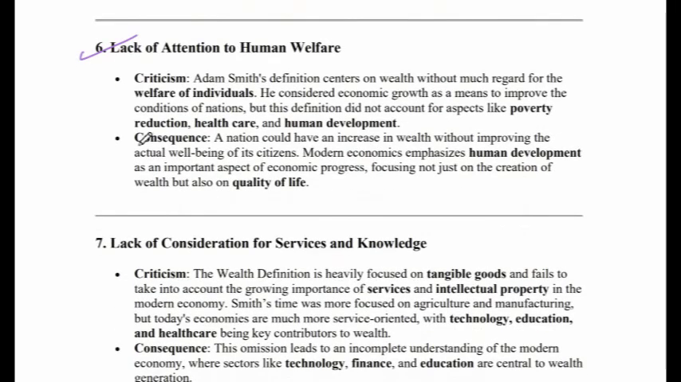Lack of attention to human welfare. Adam Smith's definition centers on wealth without much regard for the welfare of individuals. He considers economic growth as a means to improve the conditions of nations, but this definition did not account for aspects like poverty reduction, healthcare, and human development. A nation could have an increase in wealth without improving the actual well being of its citizens. Modern economics emphasizes human development as an important aspect of economic progress, focusing not just on the creation of wealth but also on quality of life.